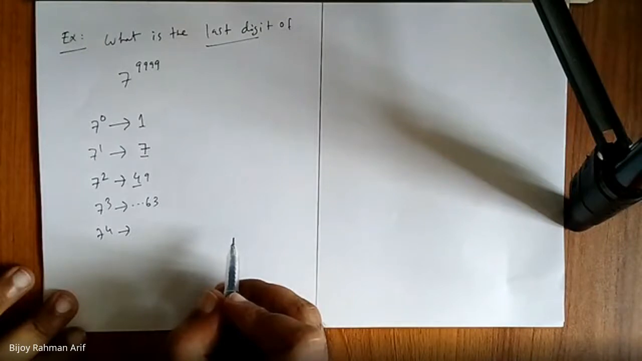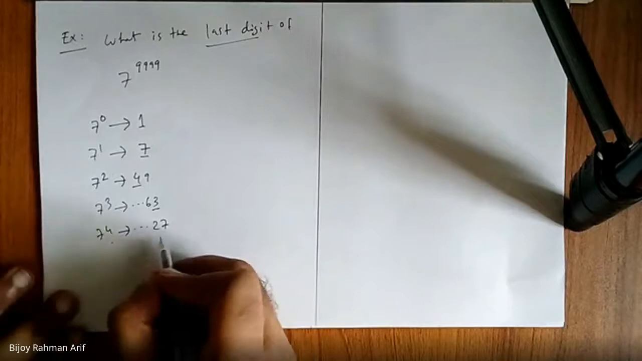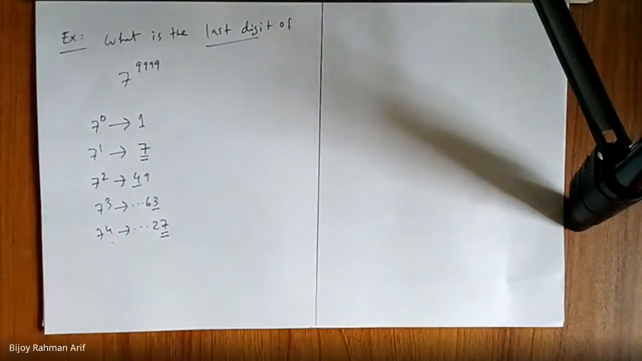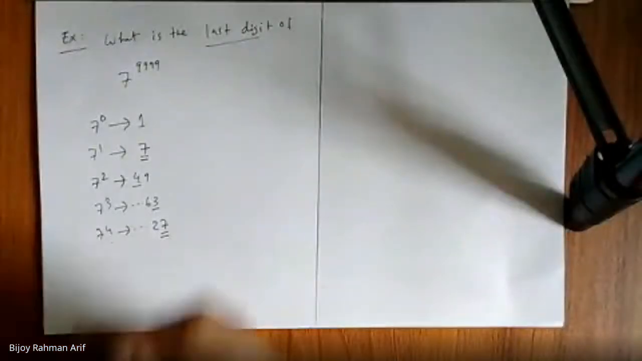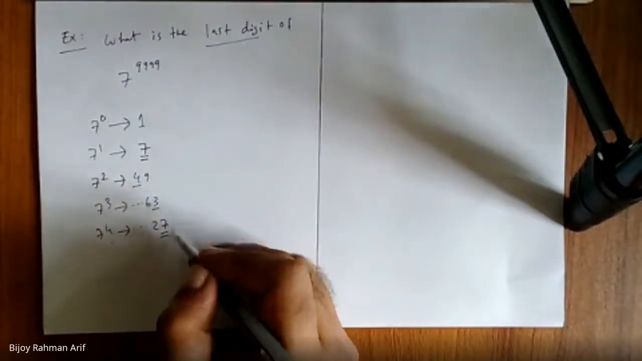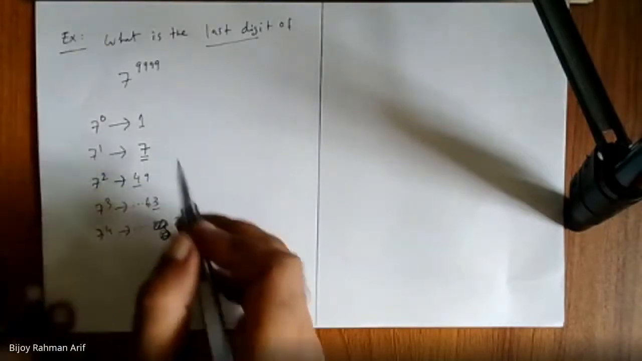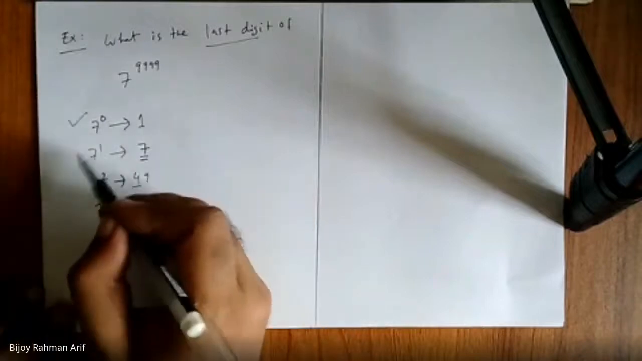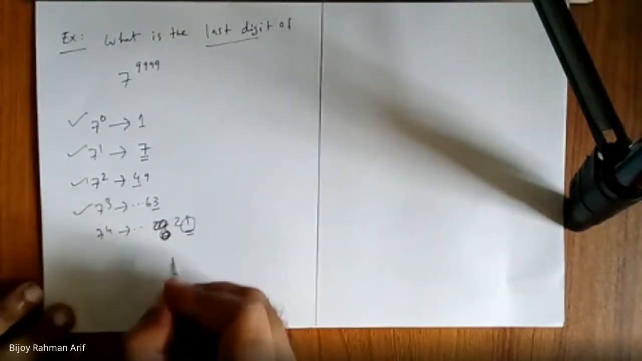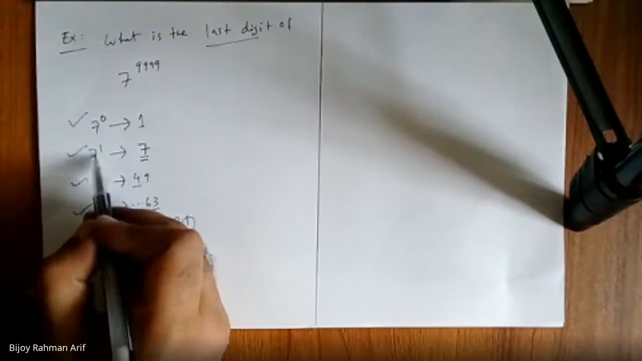Something, this 3 multiplied with 7, so 21. Now see, this 1 is written here. So after each 4 rounds, 1, 2, 3, 4, we are getting back the same last digit. Do you agree with me or not? After each round, 1, 2, 3, 4, we get back again.